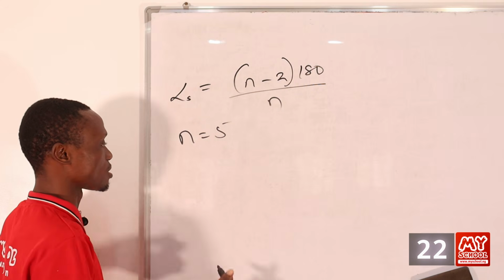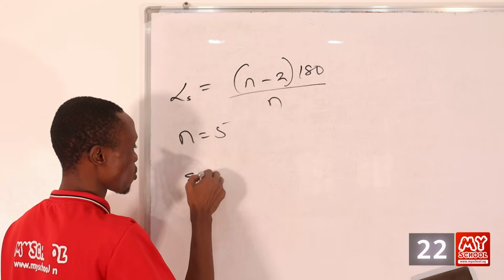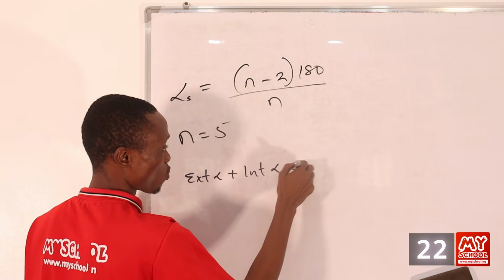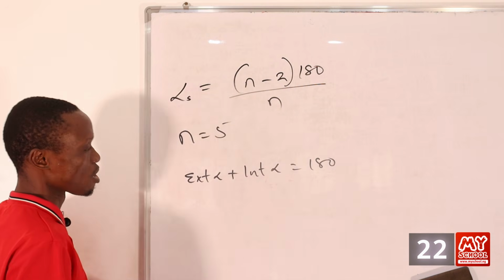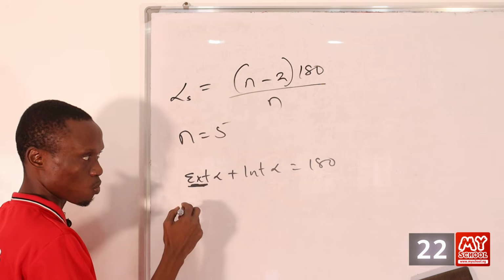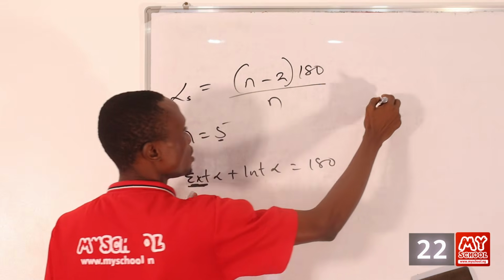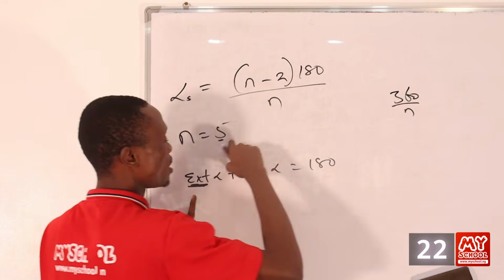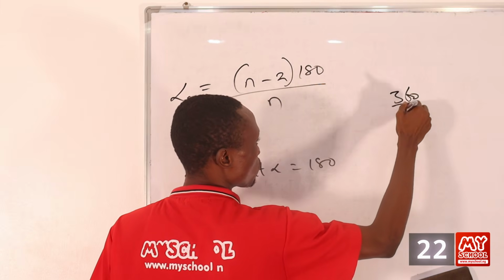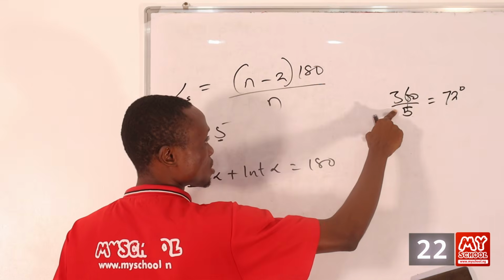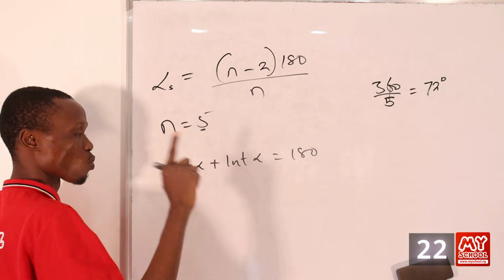Or you can use the fact that one exterior angle plus one interior angle is equal to 180 degrees, right? We can actually calculate one exterior angle because we are given n, using 360 divided by n, right? So in this case, n is equal to 5. So here we put 5. If we divide this, we'll be having 72, right? So the size of an exterior angle is equal to 72.